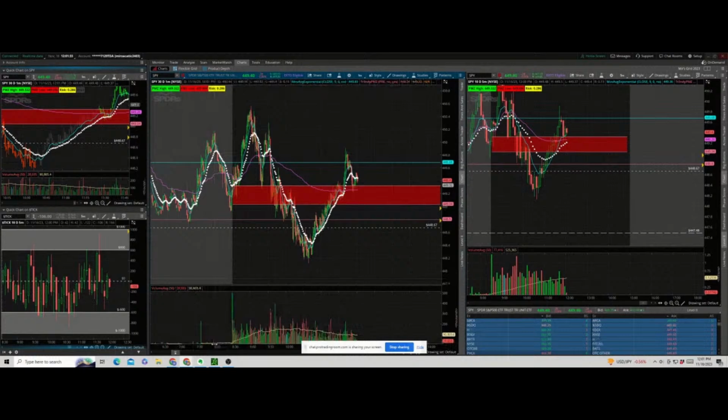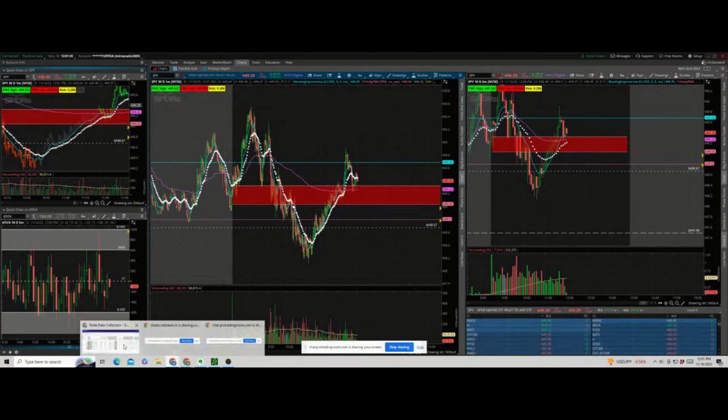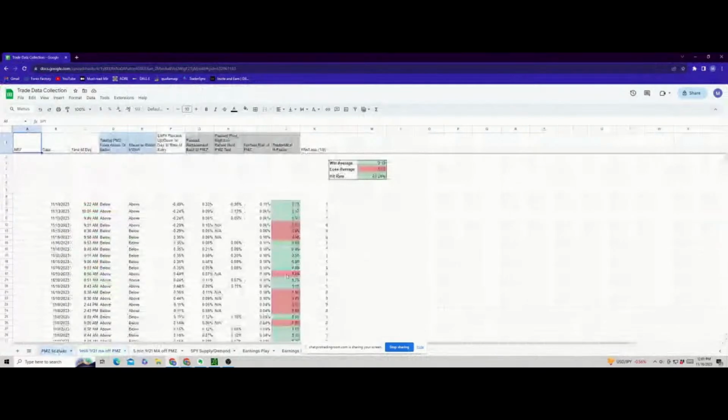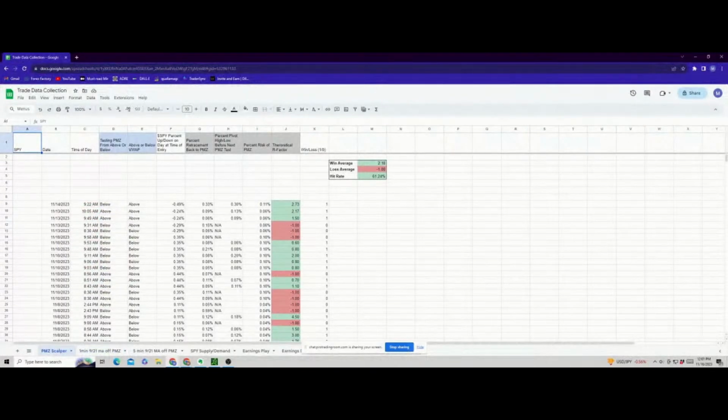So last time I tried to share a different window, it did not work. So please let me know if you folks can see the spreadsheet. Looks like it's popping up good on my side, but just want to confirm.